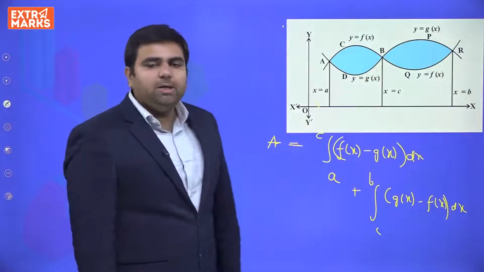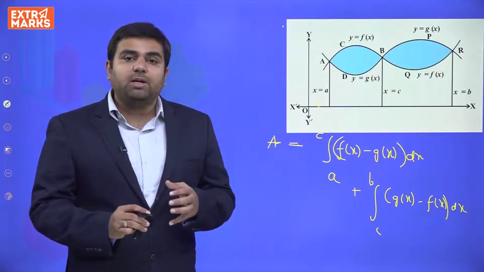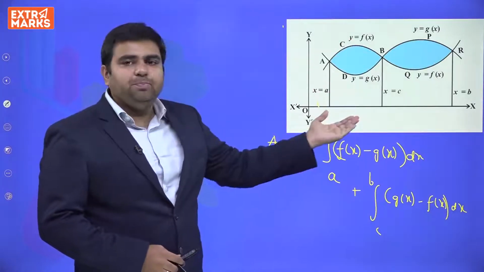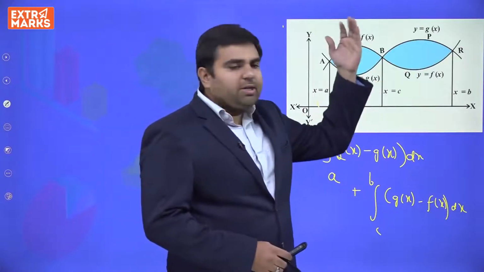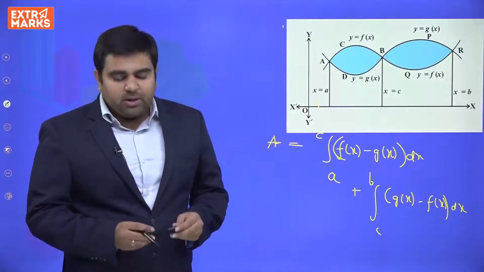So upper curve minus lower curve will be the concept. The actual concept is upper minus lower. So upper is f, lower is g between a to c, and between c to b, upper is g, lower is f. So here is the correct expression for the area.